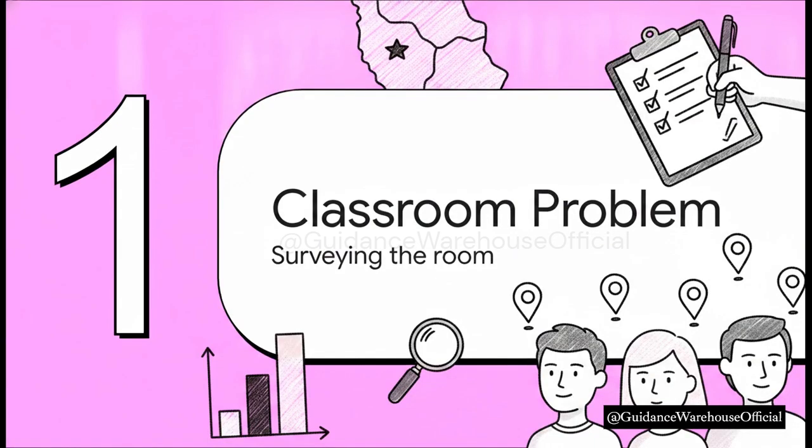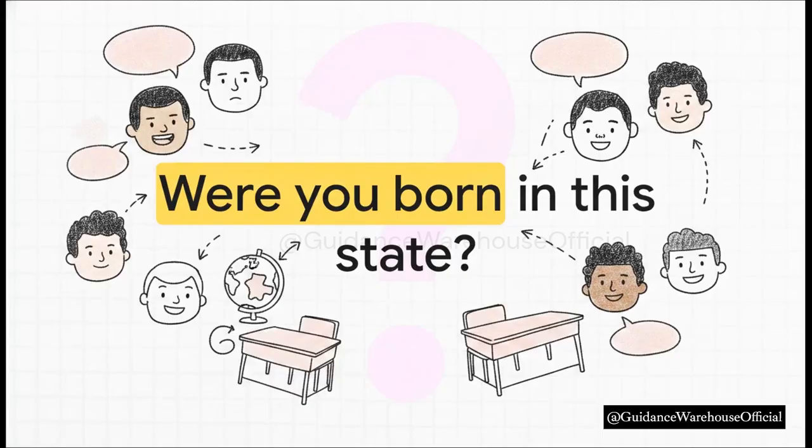Section 1. The classroom problem. Imagine you're holding a clipboard. You obviously can't survey every single person in the entire school. That would take way too long. So you start small. You walk up to the people right in front of you in your classroom and ask one simple, direct question. Were you born in this state?